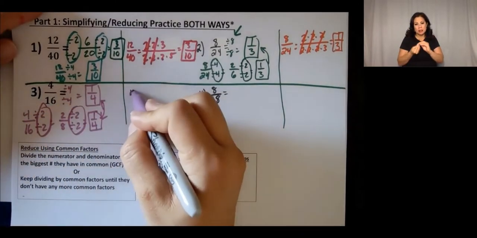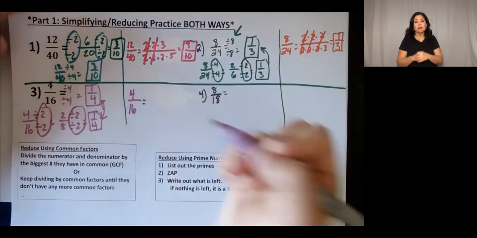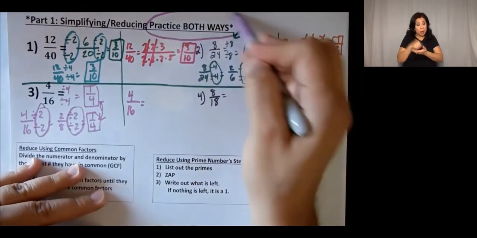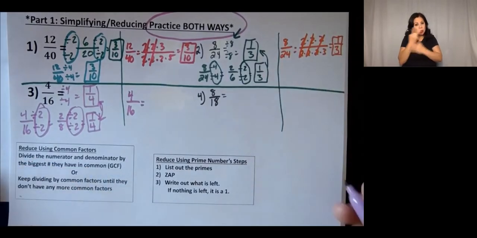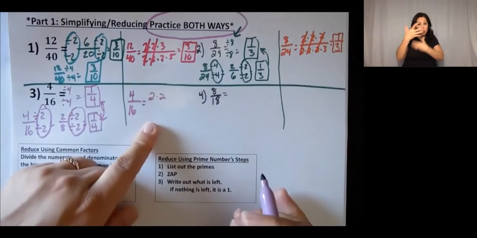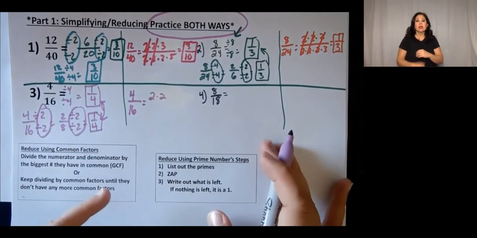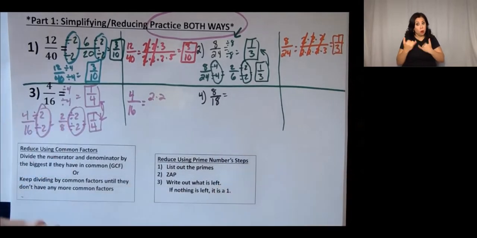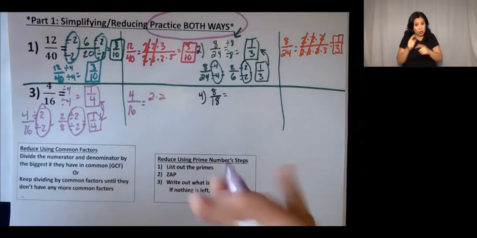Okay. And for the primes, for this page, I want you to practice using both ways so that you can figure out which one you're most comfortable with. So if you did not do the primes for number 3 and 4, or if you did not do the GCF for 3 and 4, pause it right now, finish those, and then come back. All right, pause it now.